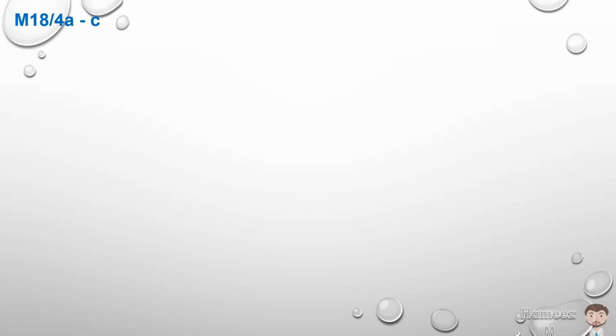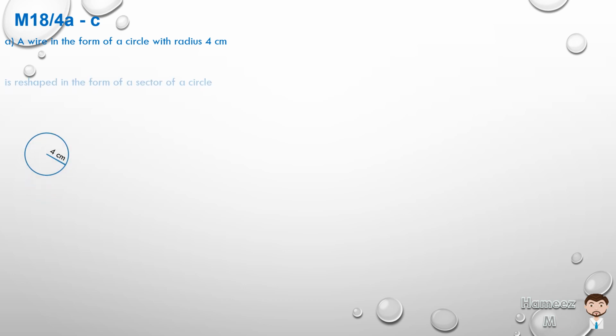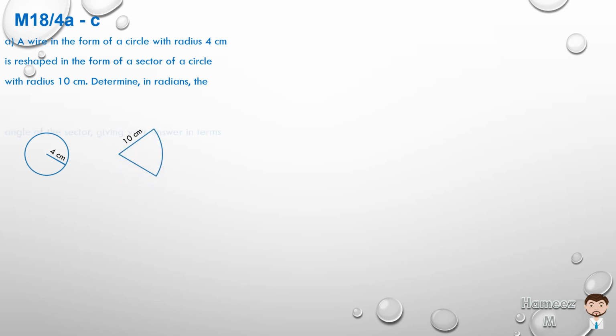May 2018, number 4A. A wire in the form of a circle with radius 4 centimeters, as we can see in the diagram there, is reshaped in the form of a sector of a circle with radius 10 centimeters. So we're taking the same wire and we're reshaping it. Determine in radians the angle of the sector, giving your answer in terms of pi. So if we compare the diagrams on the left and the right, by reshaping it, what remains the same will be the length of the wire.